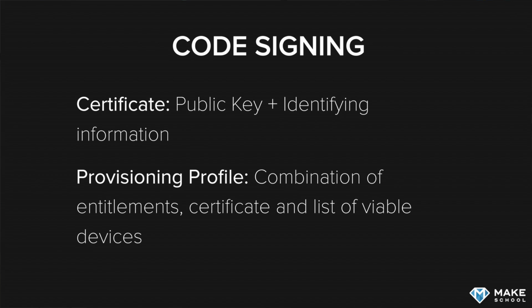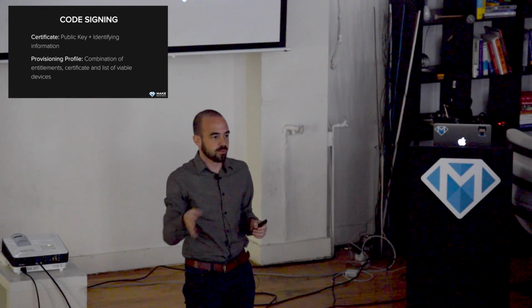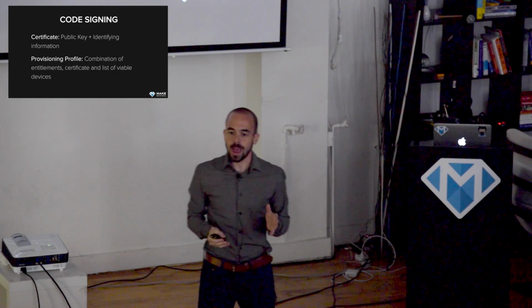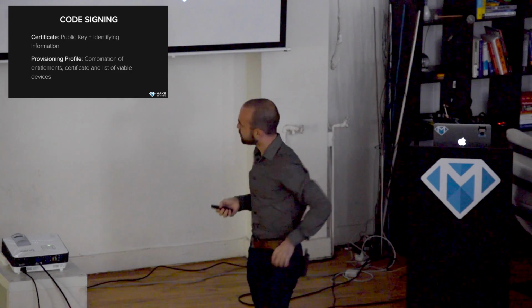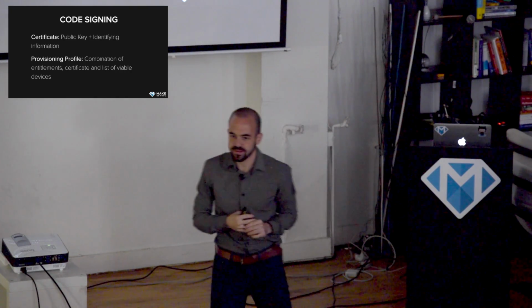The provisioning profile is a combination of the certificate. It also contains a list of viable devices. So if you're not submitting to the App Store, but you're actually building a test build, and you want to submit to some of your testers, then the devices that are eligible for installing that app are part of the provisioning profile. And lastly, the provisioning profile contains entitlements.